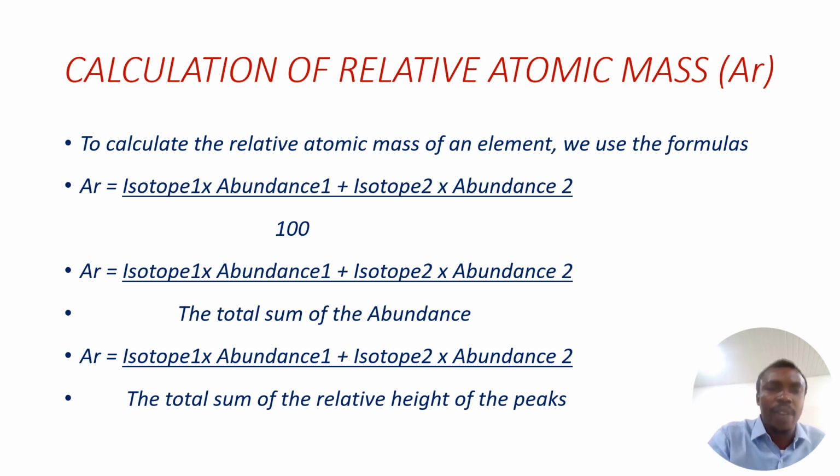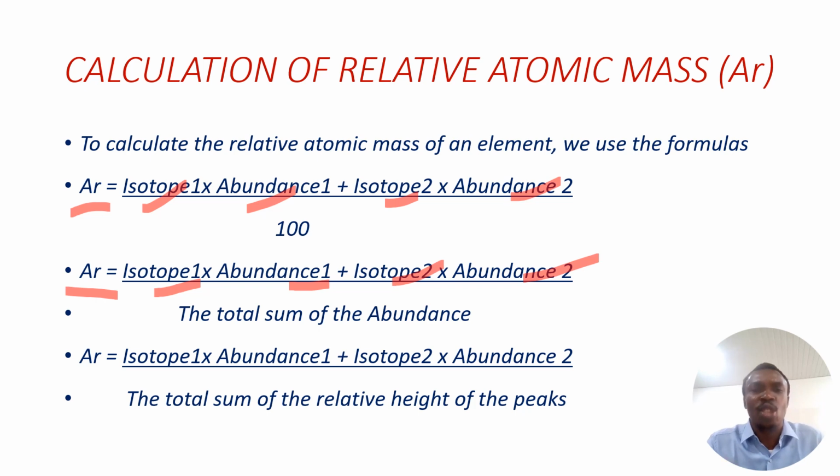So to calculate the relative atomic mass, the relative atomic mass will be equal to isotope 1 times abundance 1 plus isotope 2 times abundance 2, and if it's up to 3, isotope 3 times abundance 3, divided by 100 if the relative abundance is in percentage, that is, if the total sum of the abundances is equal to 100. Or you can use isotope 1 times abundance 1 plus isotope 2 times abundance 2 divided by the total sum of the abundance. You do this in a situation whereby the sum of the abundances is not up to 100.